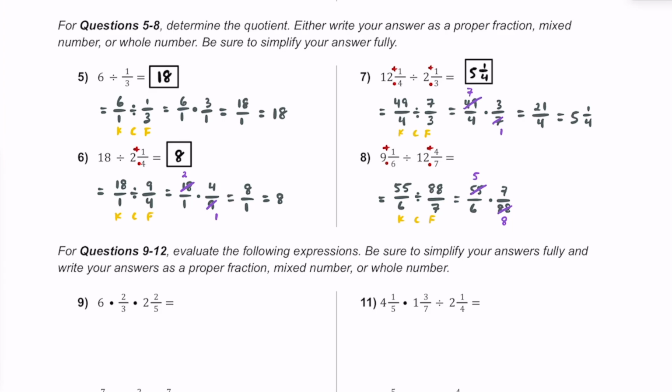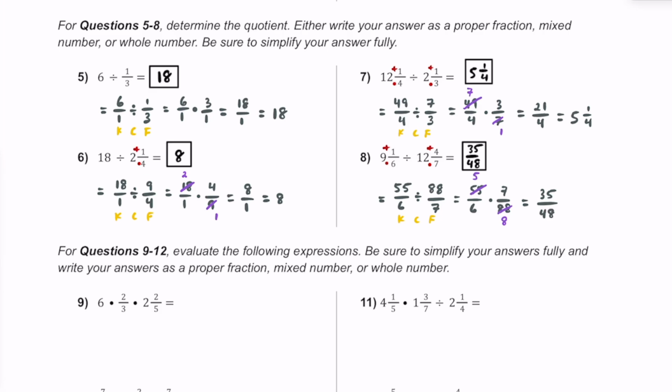I don't think we can cross cancel anymore. Nothing seems to have anything in common here. So 5 times 7 on top is going to be 35. And then 6 times 8 is going to be 48 for the denominator. So our quotient here is going to be 35 over 48, which hopefully makes sense. It's a proper fraction here because we can't fit the 12 and 4/7 a whole number of times into that 9 and 1/6 because it's larger than it.